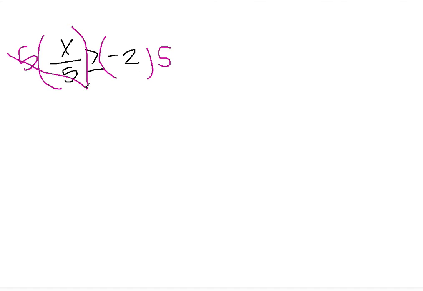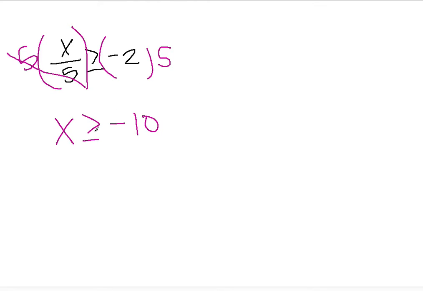So these guys cancel each other out. So we have x is greater than or equal to negative 2 times 5, which is negative 10. So what we're saying is that any x value that's greater than or equal to negative 10 is going to work. We can always check our answer by picking a number that's bigger than negative 10. So a number that's bigger than negative 10 might be negative 9.